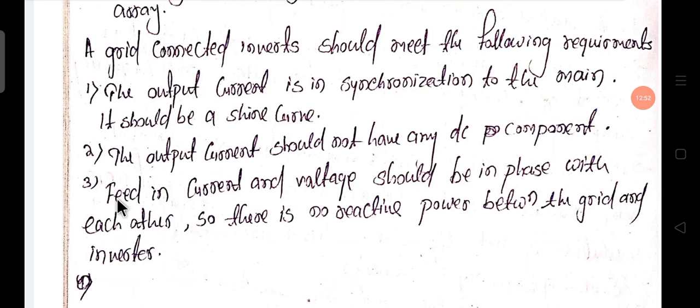Then the feed in current and voltage should be in phase with each other, so there is no reactive power between the grid and inverter. Since it provides power to the grid, there should not be any phase difference between the current produced by the inverter and the grid current. So there is no reactive power between the grid and inverter.